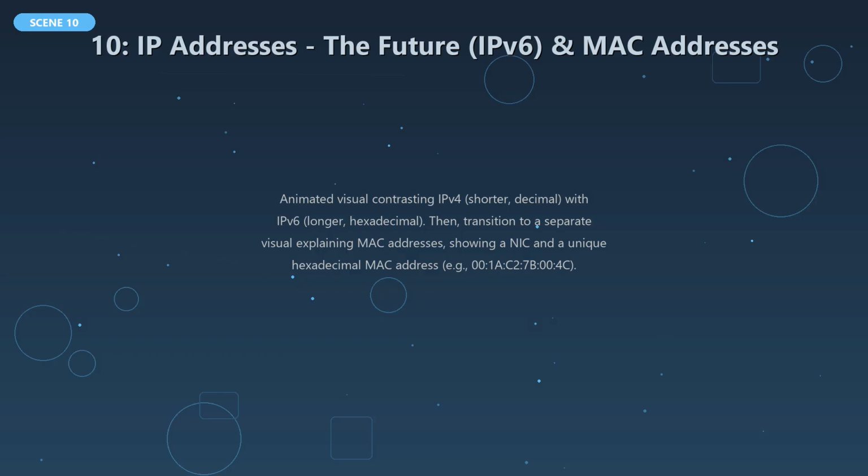As we just discussed, IPv4 addresses are 32-bit, meaning there are only about 4.3 billion unique addresses. While that sounds like a lot, with the explosion of Internet-connected devices, computers, smartphones, smart home devices, IoT sensors, we've largely run out of available IPv4 addresses. This scarcity is a major driver behind the adoption of IPv6, Internet Protocol version 6.